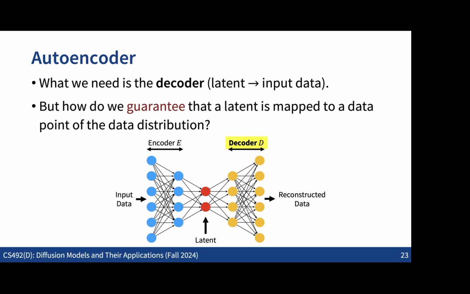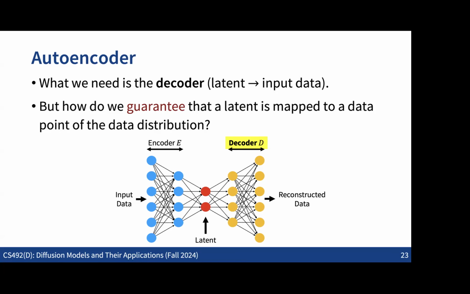But here the question comes: how should we train the decoder? When you map all the latents into data points, they should be realistic, plausible data points, right? So how can you guarantee that the mapped points from the latent space become plausible data points from the given data distribution? So this is the big problem in generative models. And all the ideas that we are going to see in this course will be basically about how to solve this problem.